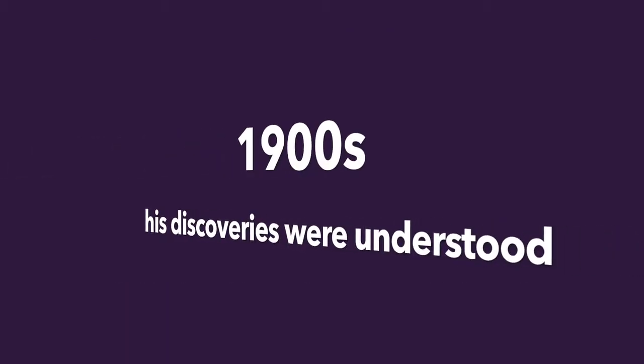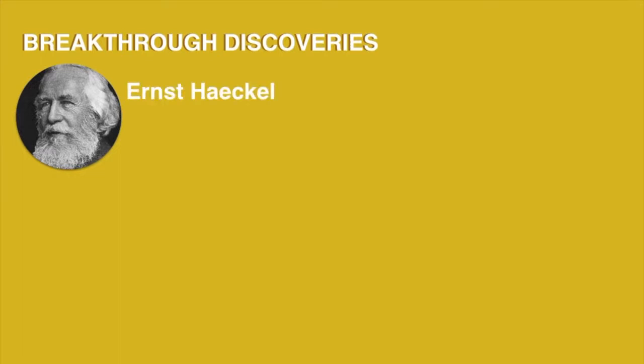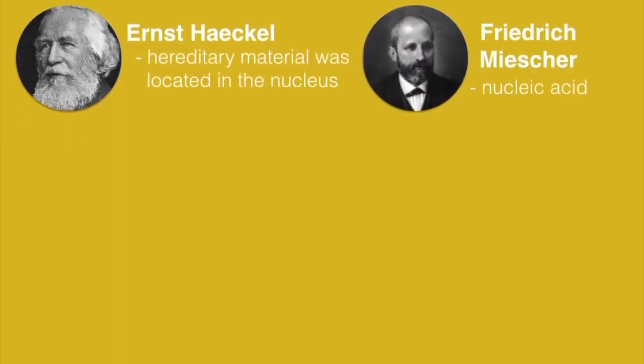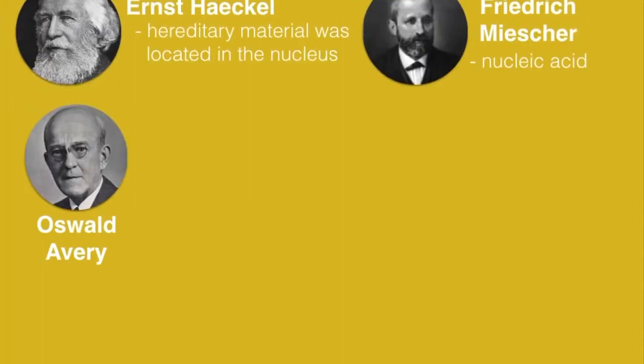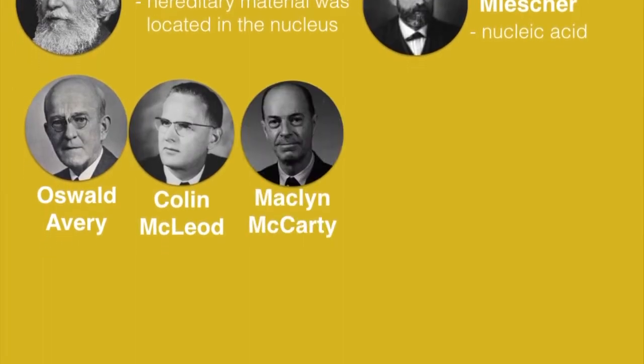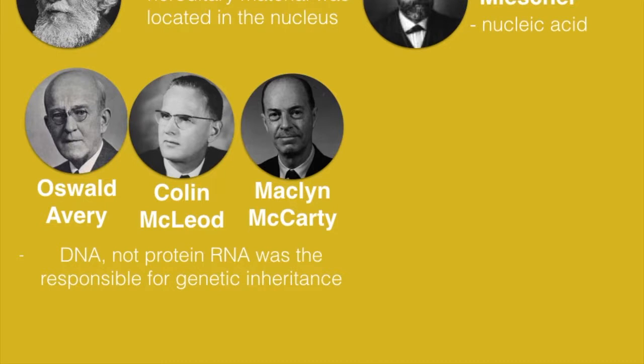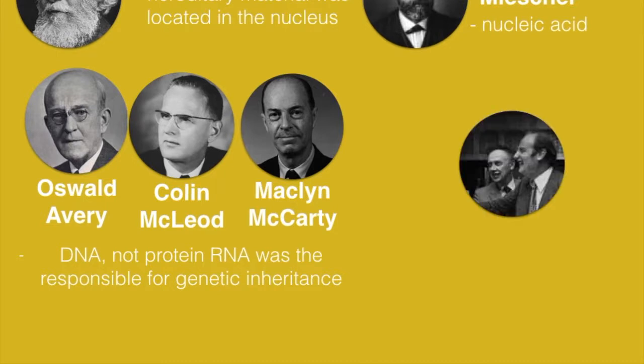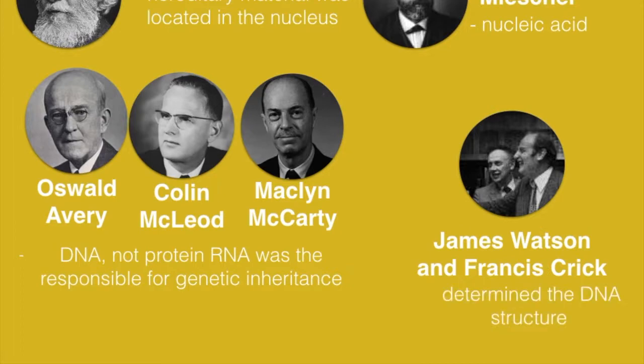It was in the 1900s that his discoveries were understood. Breakthrough discoveries after Mendel died: Ernst Haeckel for the hereditary material that is found in the nucleus, Friedrich Miescher for the nucleic acid, Oswald Avery, Colin MacLeod, and Maclyn McCarty discovered that DNA, not protein or RNA, was responsible for genetic inheritance. James Watson and Francis Crick determined the DNA structure.